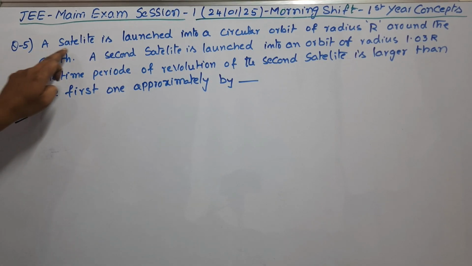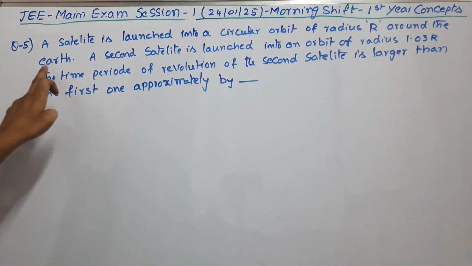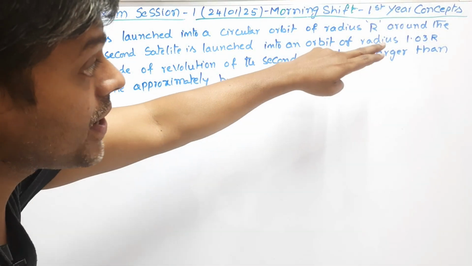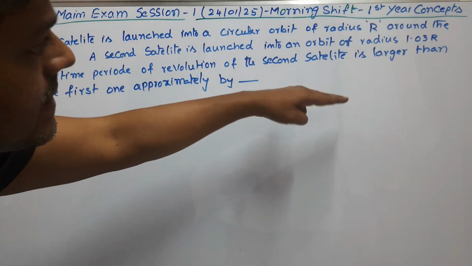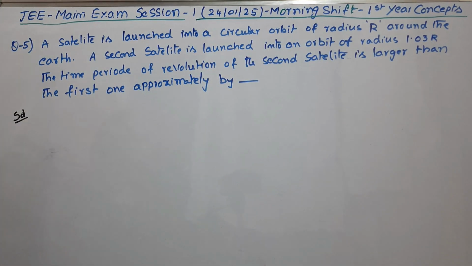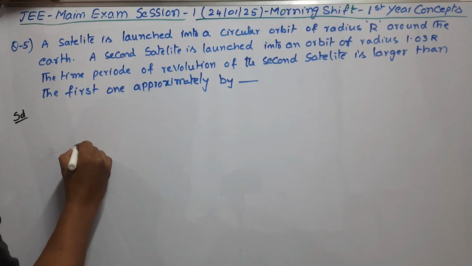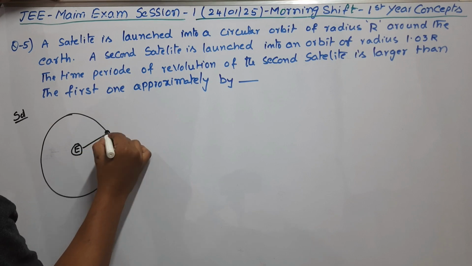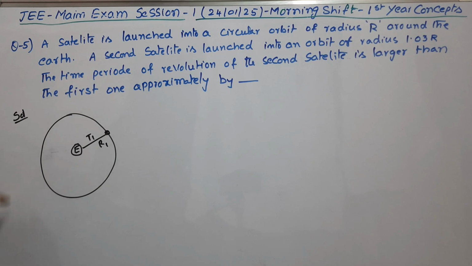The fifth question: a satellite is launched into a circular orbit of radius r around the earth. A second satellite is launched into an orbit of radius 1.03 r. The time period of revolution of the second satellite is larger than the first one approximately by, let's see. Suppose this is earth, around which a satellite revolves. Its radius is r1. The time taken for completion of one revolution is called the time period. Right, this is the first one.